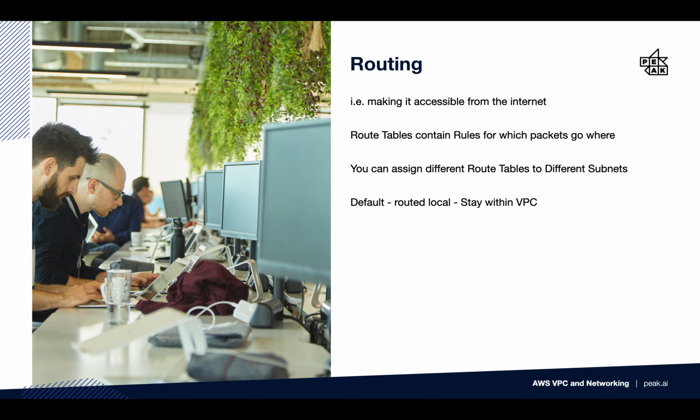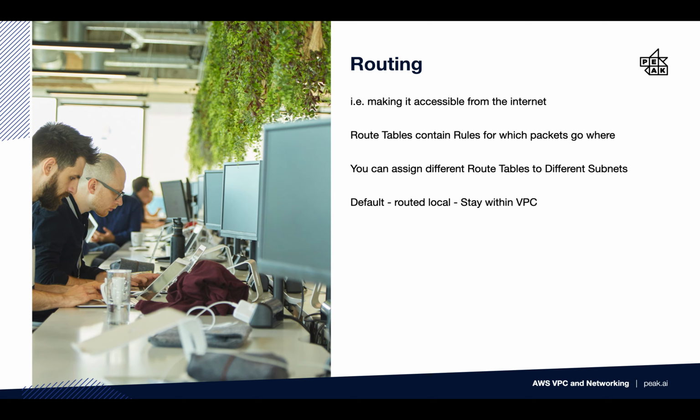So of course we need to be able to route traffic. So for example, making it accessible from the internet. We do this using route tables. The route tables contain rules for which packets go where. You could assign different route tables to different subnets. So for example, you create a subnet that for your purposes will be the public subnet. And then the route tables in there allow traffic to go public in and out of the VPC. Whereas you may then also have a subnet that you call a private subnet, which only allows traffic to be routed using the route tables privately within the network.